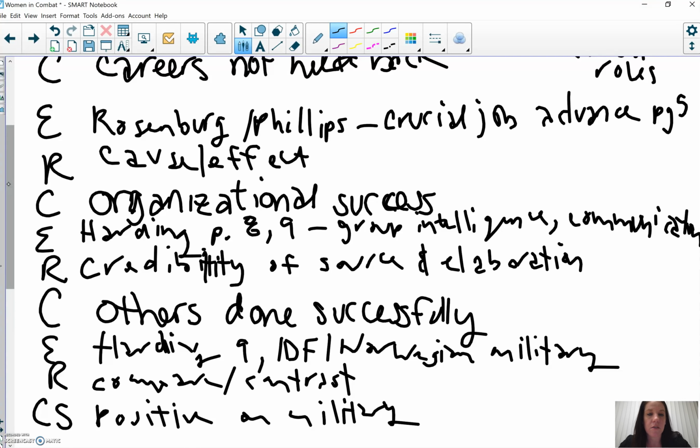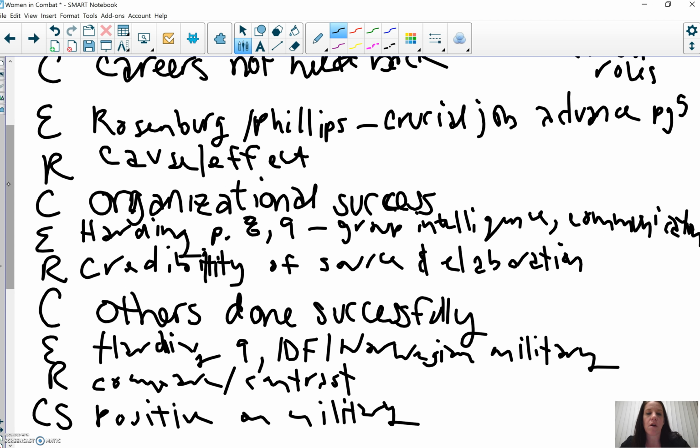Our next reason why is organizational success. And we're going to talk about that study where it shows that groups that have more women are more intelligent and they're better communicators. That's page 8 and 9 of the Harding article. And that study was done by MIT, which is a very credible source. And then we're going to elaborate on that. So we're going to give them a little bit more. That's what the elaboration means.